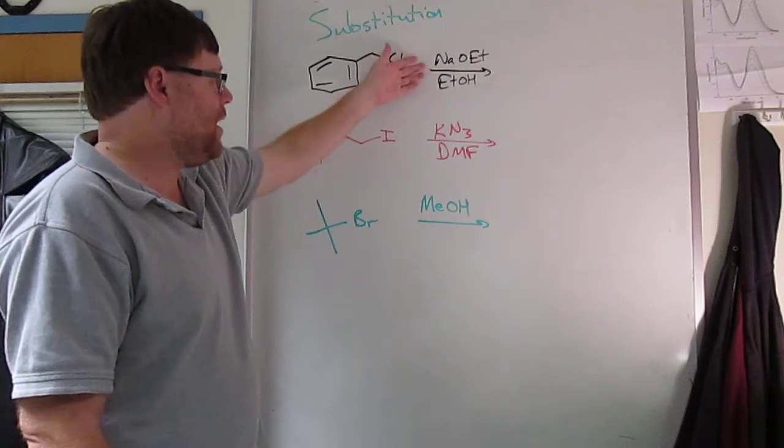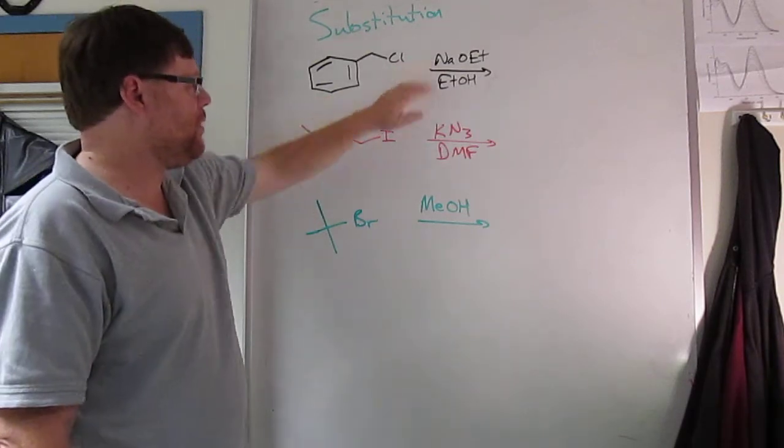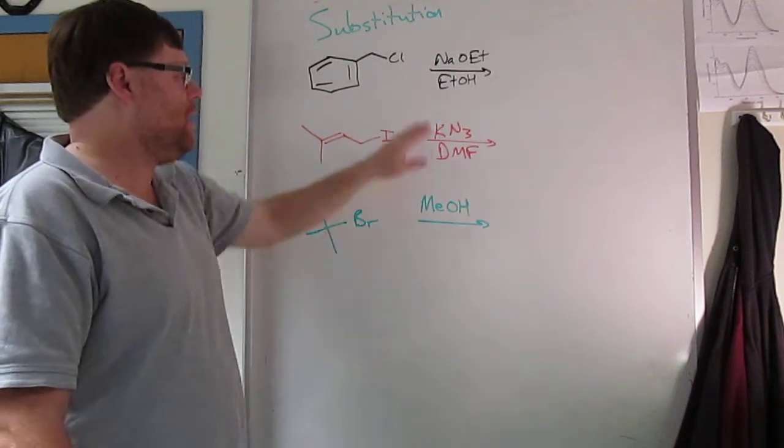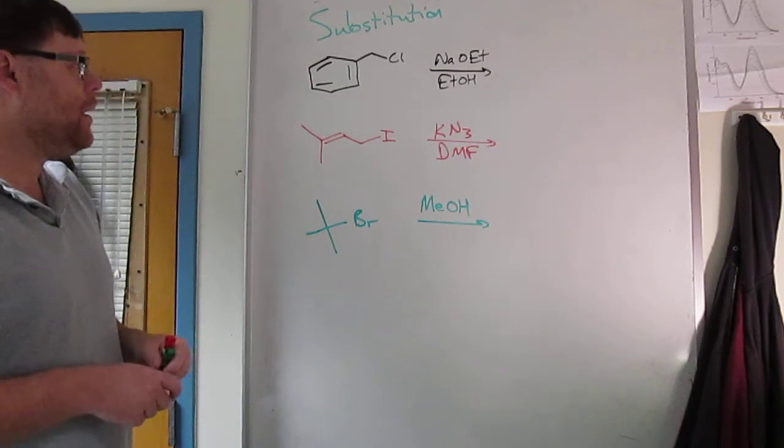There's no special arrangements. I could have written ethanol on top and sodium methoxide on bottom. I could have said benzyl chloride plus sodium methoxide with just ethanol. Ethanol turns out to be the solvent. The reagent is sodium methoxide.